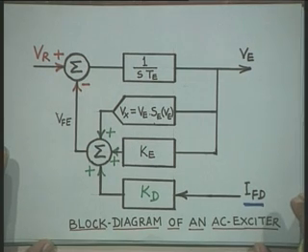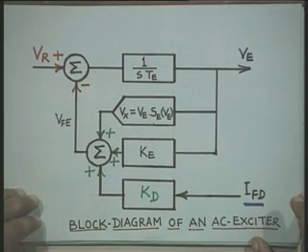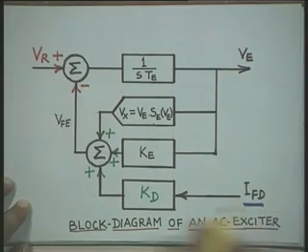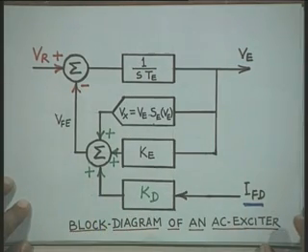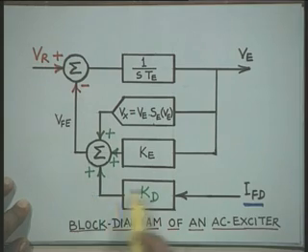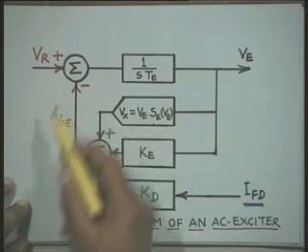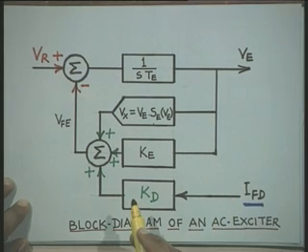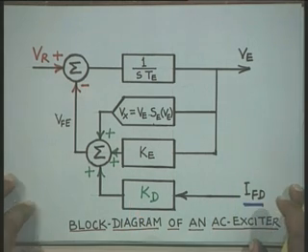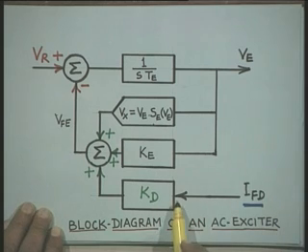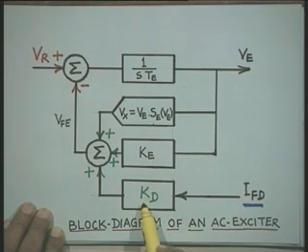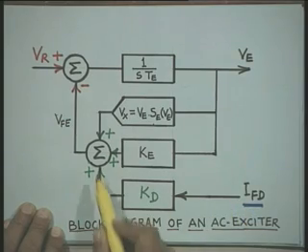The next model we will discuss is the model for AC exciter. Now, let us again look into the model of the AC exciter which we had developed earlier. The AC exciter model is similar to the DC exciter model, except it has additional features. In this AC exciter model, the demagnetizing effect of the load current is accounted by putting a constant Kd and the field current Ifd. Now, this is one point.